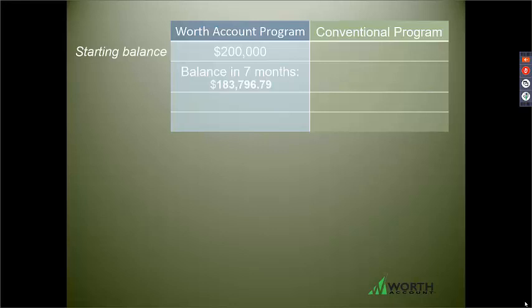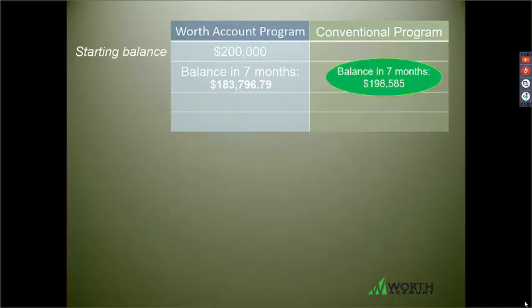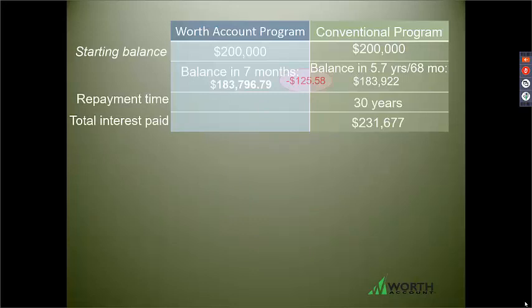Balance in 7 months, $183,000, starting out on a $200,000 mortgage. Our conventional loan, in 7 months, your balance is $198,585. Pretty big difference, huh? As a matter of fact, it's such a big difference, it takes you 5.7 years, 68 payments to catch up to the balance that we've made in 7 months, and there would still be a shortage of $125.